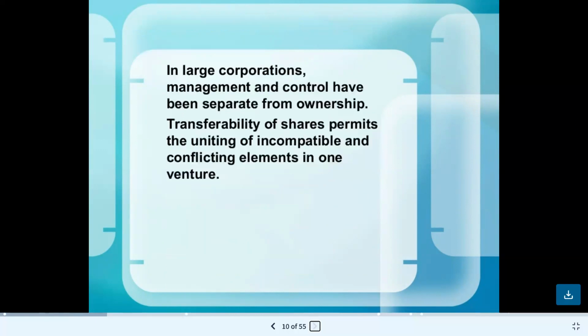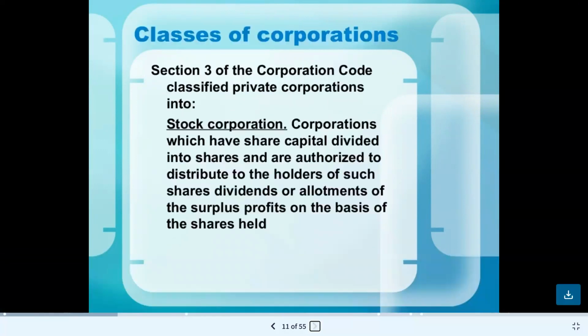In large corporations, management and control have been separate from ownership, and transferability of shares permits the uniting of incompatible and conflicting elements in one venture. So those are some of the disadvantages of a corporation.